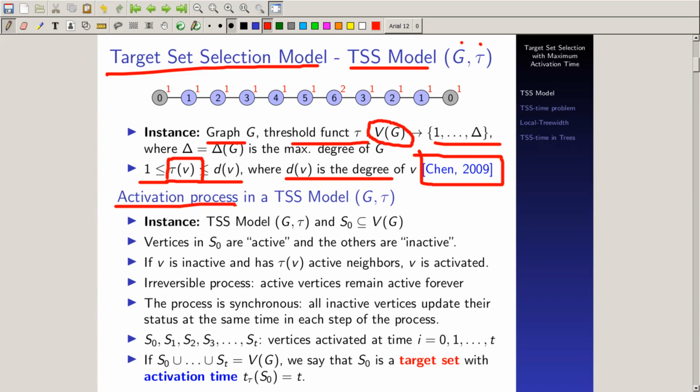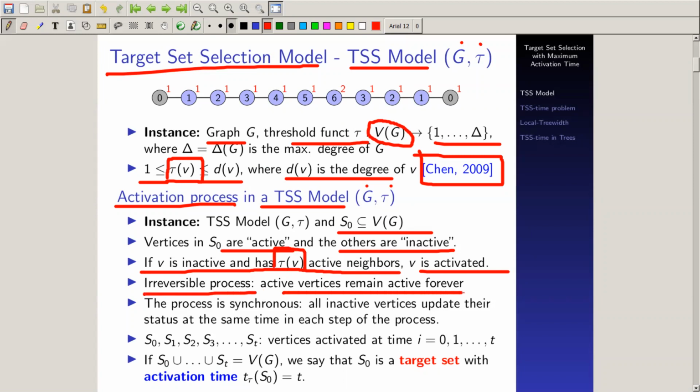In an activation process of a TSS model, G and tau, we are also given a subset S0 of vertices, which are considered active at the beginning, and the other vertices are inactive. If a vertex v is inactive and has tau of v active neighbors, where tau of v is the threshold of v, then the vertex v is activated. This is an irreversible process. Active vertices remain active forever, and the process is synchronous. All inactive vertices update their status at the same time in each step of the process.